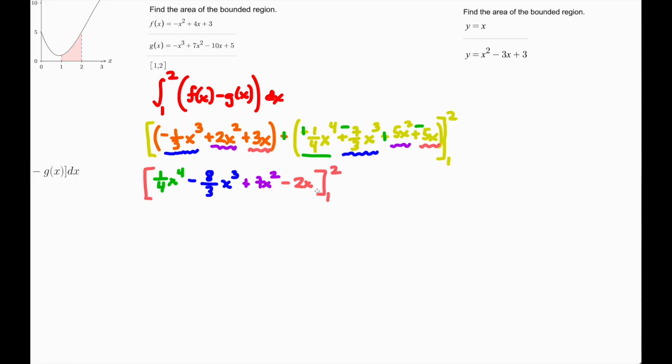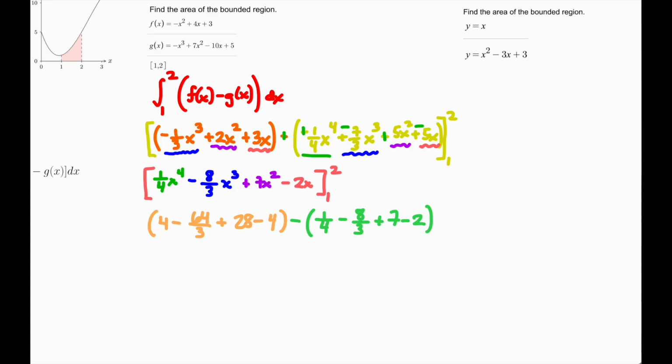All right, from here we're going to plug the 2 in for the x and the 1 for the x, and then subtract those values. So if I plug the 2 in, you're going to get 16 divided by 4, which is going to be 4. Put this in parentheses just to keep it organized. Minus 8/3 times 2 cubed is 64/3. Plus 7 times 4 is 28. Minus 2 times 2 is 4. And that's when you plug in the 2. Now if you plug in the 1, it's going to be a lot easier because all those x's are just 1. So it's 1/4 minus 8/3 plus 7 minus 2.